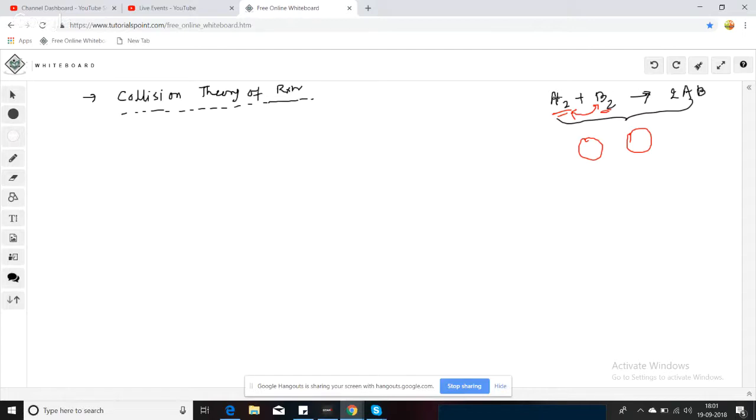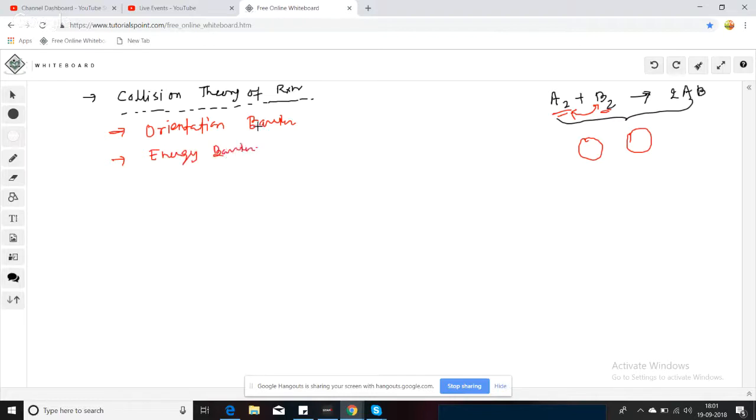It is not necessary that all collisions are effective. Did you get this? And for any collision to be effective, every collision has to overcome two barriers. And those barriers are, don't write anything now, just listen to me: orientation barrier, and energy barrier.